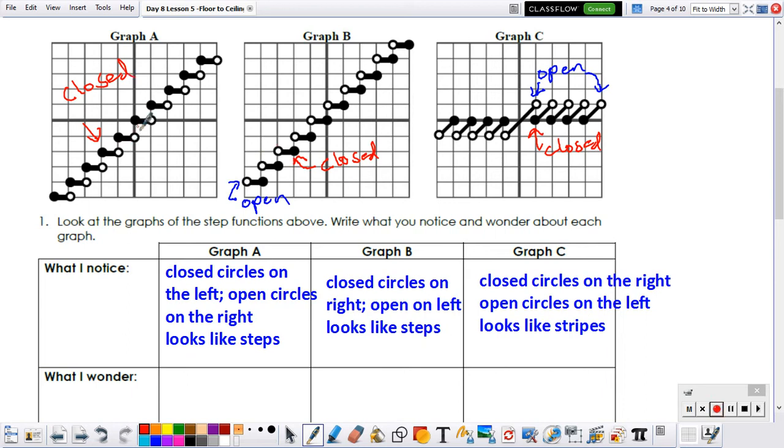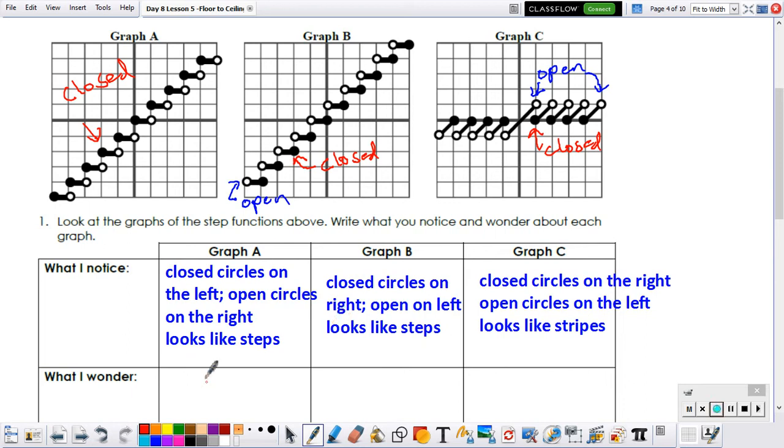So if we look at graph A, we have a point at 0, 0. It's actually there. But when we get to 1, 0, we really don't have a point there. That's just a placeholder. It says everything up to 1, 0 exists. But then when we get to 1, it jumps up to 1, 1. And when we get to 2, 1, it's everything up to that value. So that's why we put the open circle there, just as a reminder.